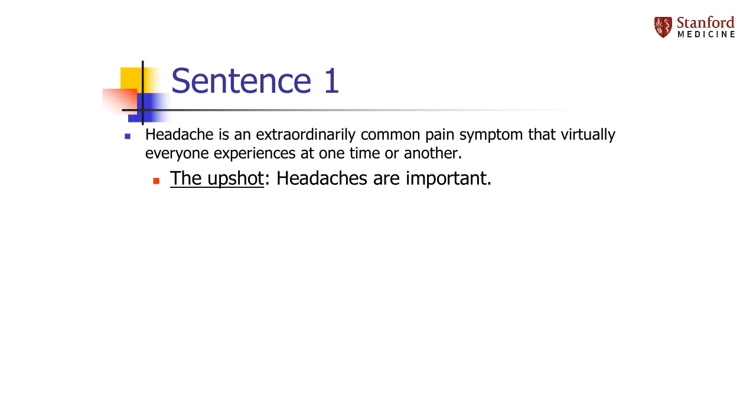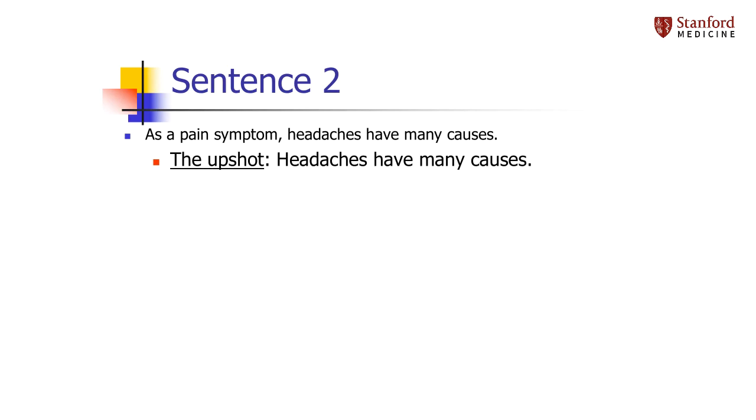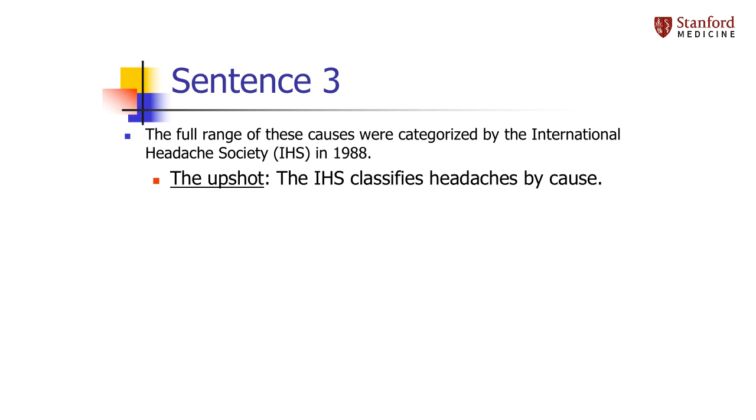First sentence says, headache is an extraordinarily common pain symptom that virtually everyone experiences at one time or another. The upshot there is that headaches are important. Then we get, as a pain symptom, headaches have many causes. Well, that's just headaches have many causes. The full range of these causes were categorized by the International Headache Society in 1988. That third sentence just boils down to, the International Headache Society classifies headaches by cause.